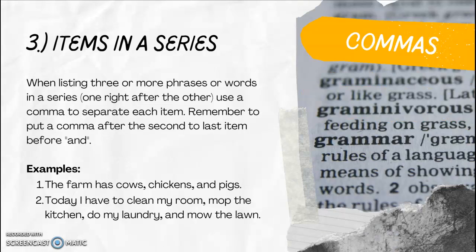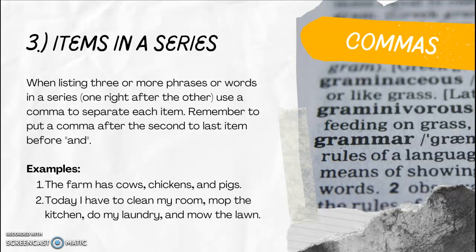This next point is most likely familiar and comes easily to most people. Items in a series just means listing 3 or more things, one right after the other. After each item you list, place a comma. The part people sometimes miss is that you need a comma on the second to last item before the word and, otherwise known as the Oxford comma.